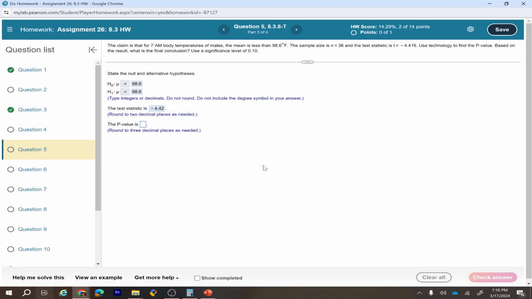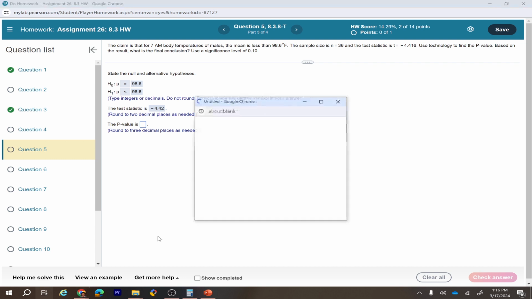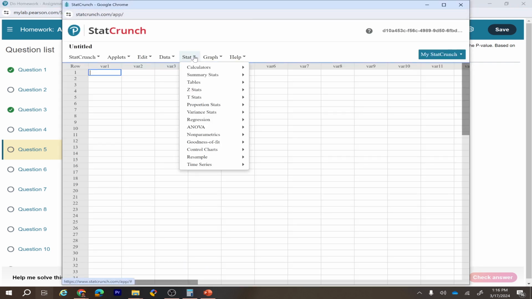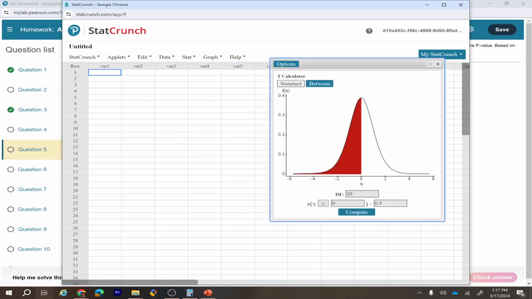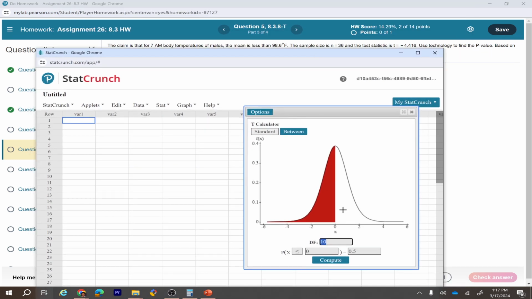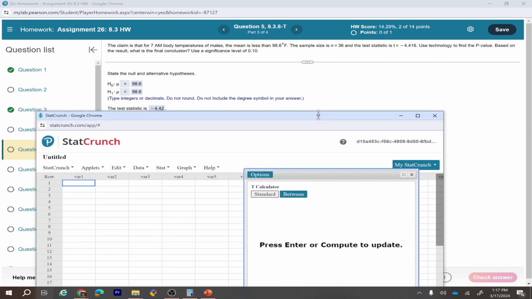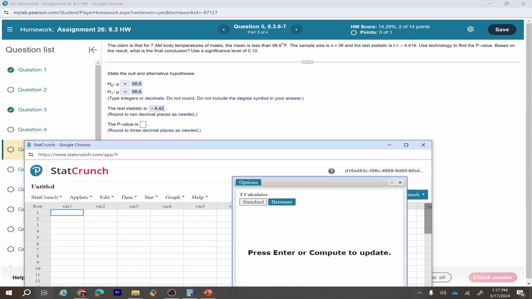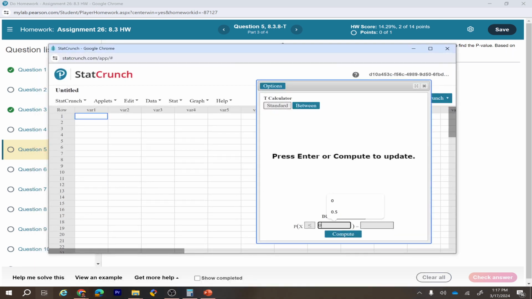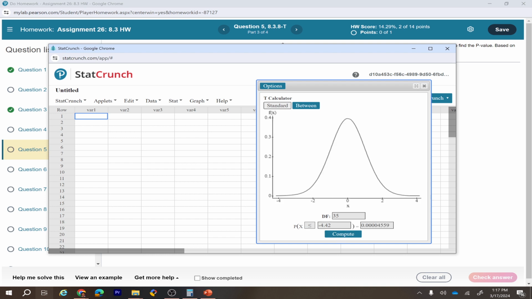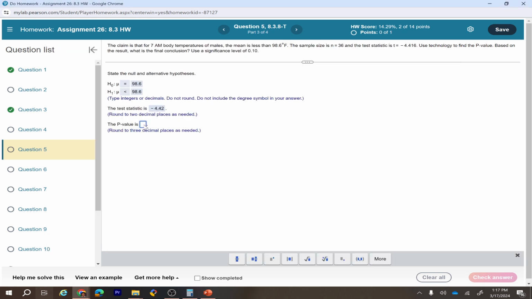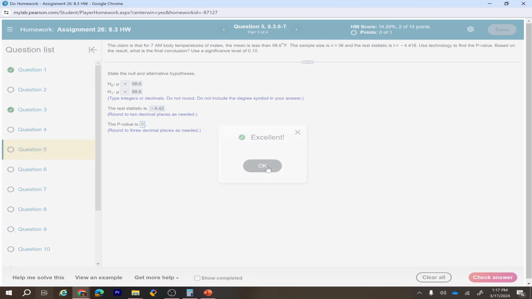Now we need to use technology to find the p-value. Keep in mind, this is a left-tailed test. When you go to StatCrunch and go to the t-stat calculator, the degrees of freedom in this case is 35. We need to find the left area because it's a less-than test, for this test statistic, which is negative 4.42. That's why this less-than-or-equal sign is correct. And because it's just a left-tailed test, this is your p-value, 0.0004. If you round it to 3 decimal places, it will be 0. So the answer is 0.